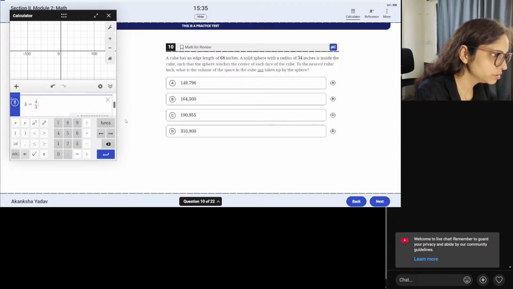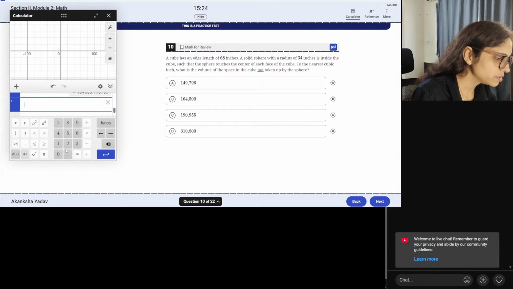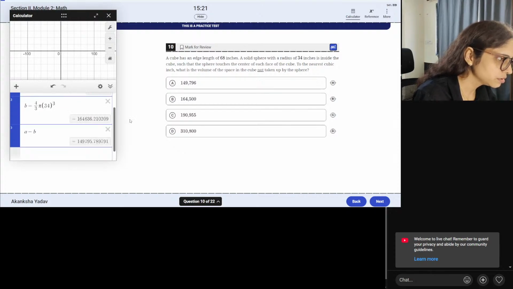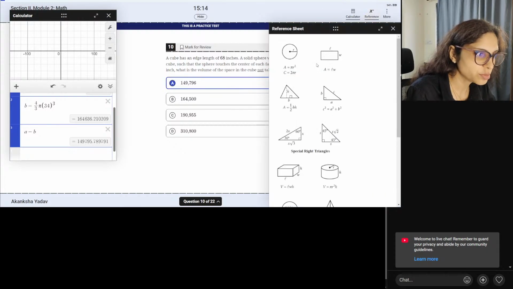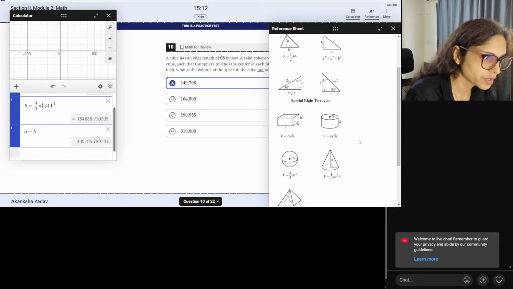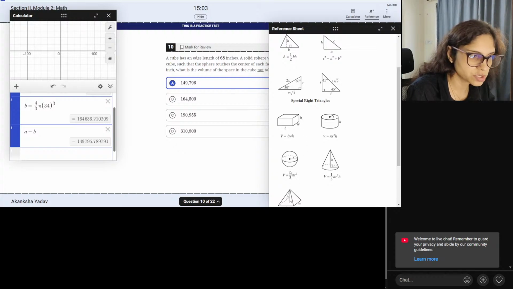is 4/3 pi r cubed. r is 34, so 34 cubed. You have the answer. You just have to do A minus B. 149,795.789, so 149,796. If you do not remember the formulas, you can see over here. Length times width times height. A cube has the same length, width, and height, so 68 times 68 times 68. For the sphere, the formula is 4/3 pi r cubed. It's given over here.